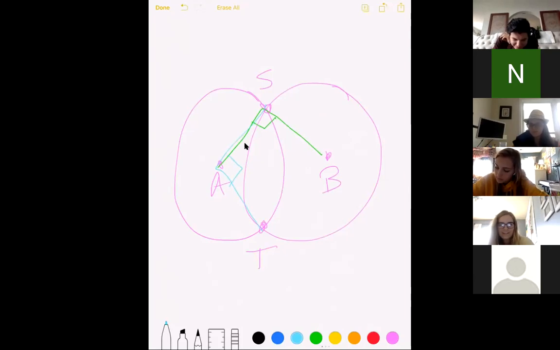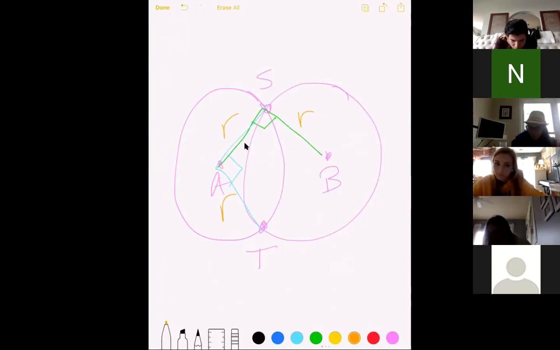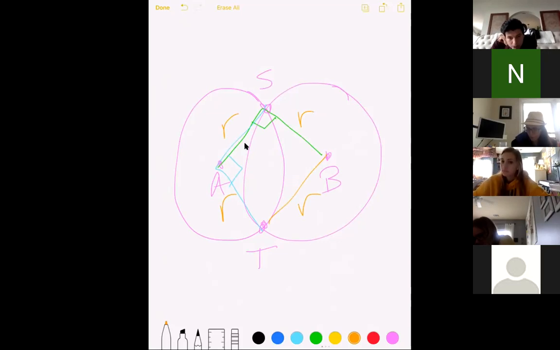So the congruency would be because since the radii are equal, if this is R and this is R and this is R, then the angles between them have to be the same. Basically what this means is that there is a square, and since all four sides are equal, then all four angles are 90 degrees. Or you could do two similar triangles if you wanted to.